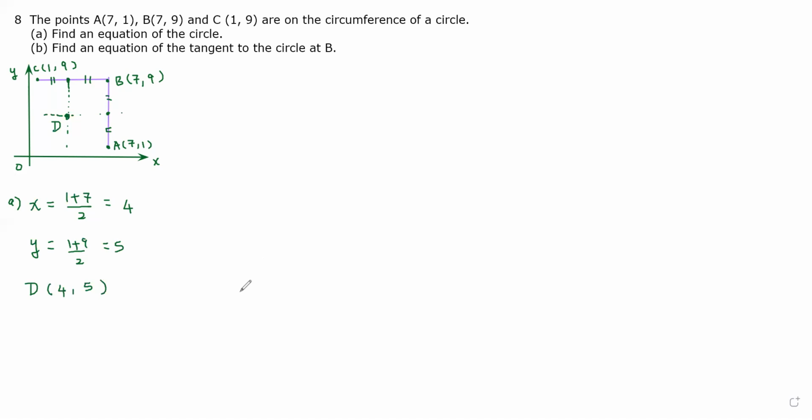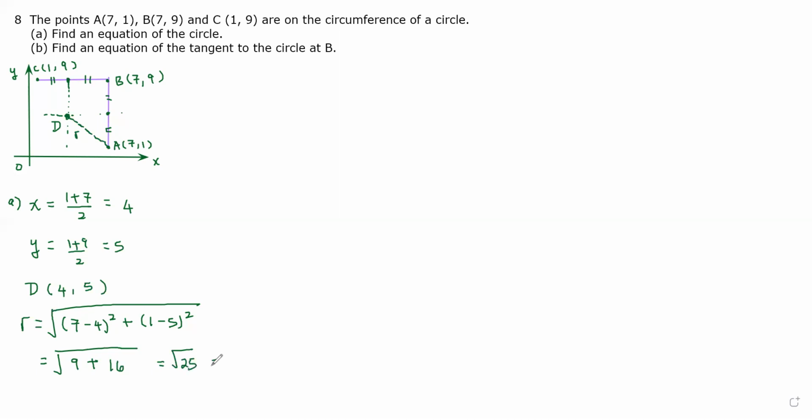We need to find the radius in order to find the equation of the circle. To find the radius, we can find the distance between D and A. The distance formula is the square root of the sum of the squares of the differences of the coordinates. We subtract the x-coordinates of A and D: 7 minus 4, squared, plus the y-coordinates of A and D: 1 minus 5, squared. That is the square root of 9 plus 16, which is the square root of 25, which is 5.